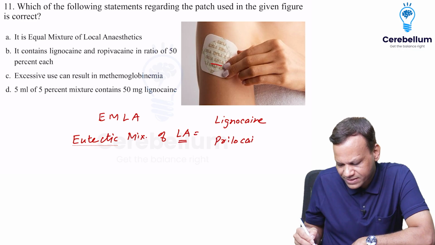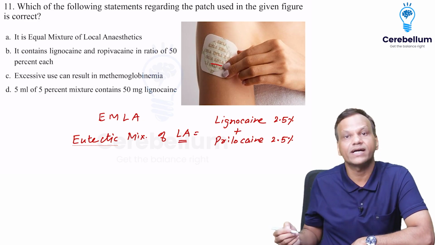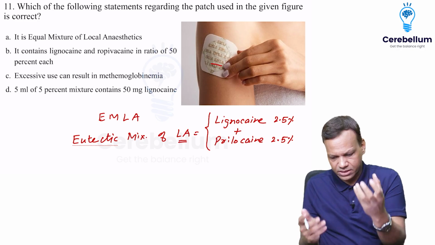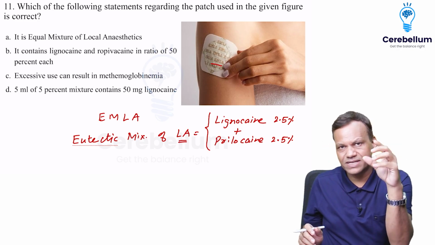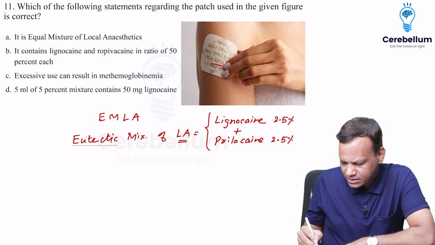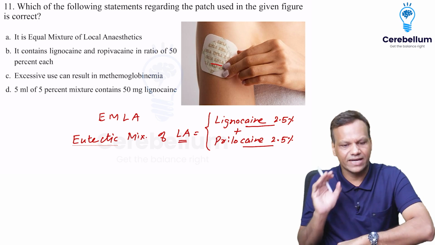Both of them are present in a concentration of 2.5%. 2.5% lignocaine, 2.5% prilocaine, and at normal temperature, this cream in the patch is usually present in the liquefied form. Now what is important is that these are present in equal concentration. They are used locally for producing anesthesia.